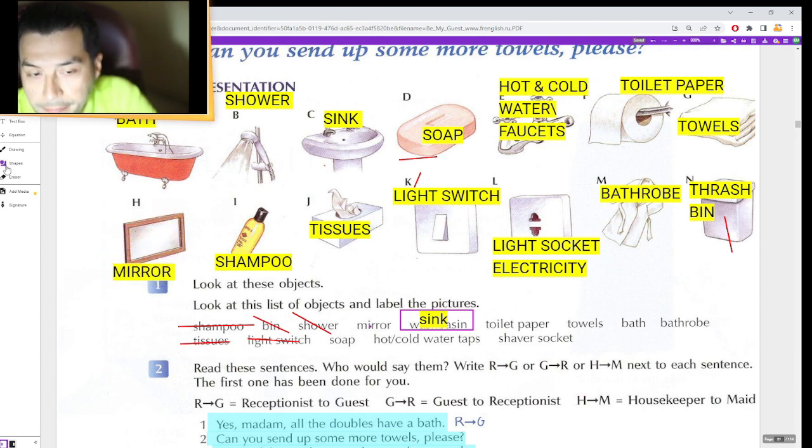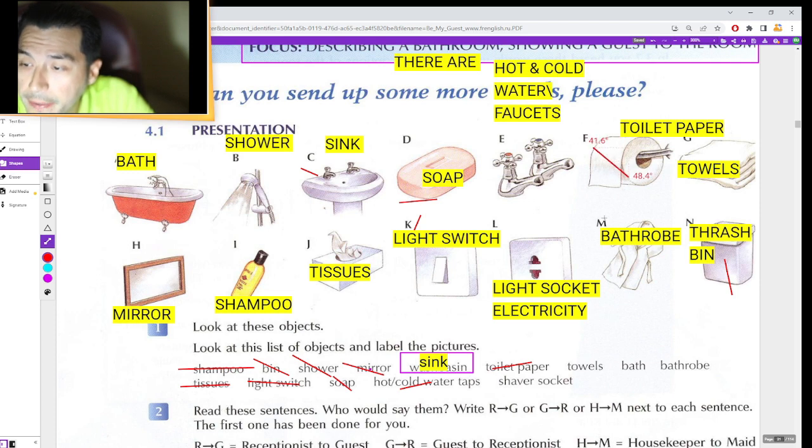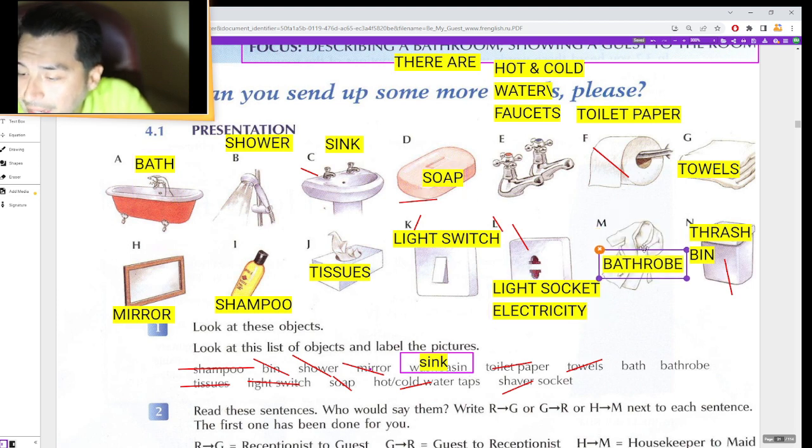Letter H, the mirror. The sink, letter C right here. The sink has hot and cold water. Letter E. Hot and cold water. Toilet paper is letter F, right here. Light socket to charge my cell phone or charge my shaver. Light socket, letter L. The towels, letter G. The bath, letter A. And the bathrobe, letter M.